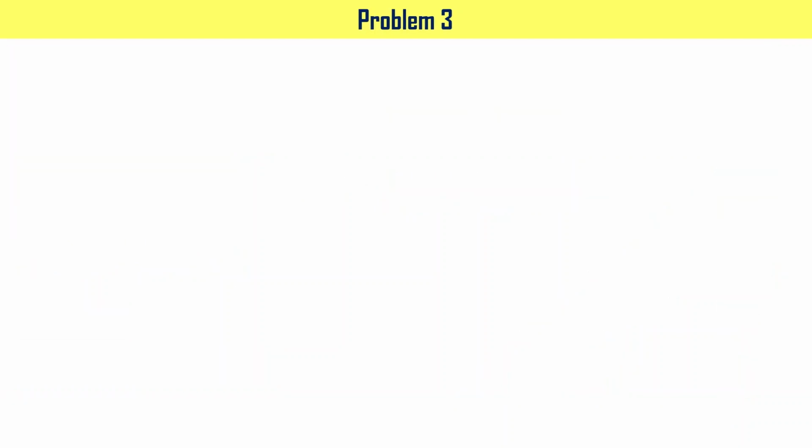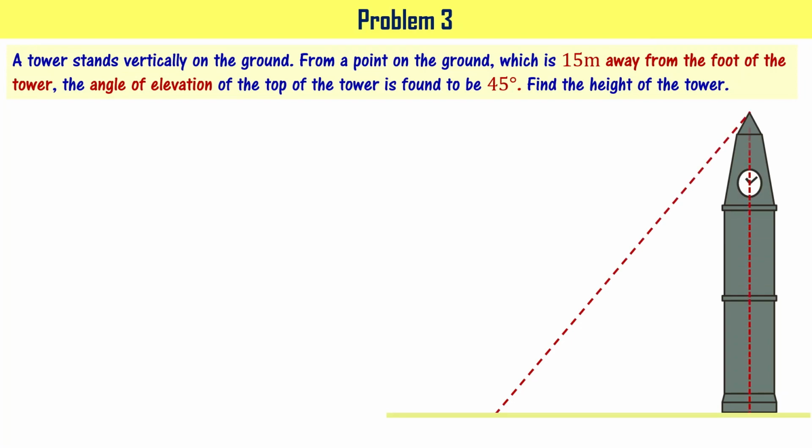The next problem is: a tower stands vertically on the ground. From a point on the ground which is 15 meters away from the foot of the tower, the angle of elevation of the top of the tower is found to be 45 degrees. Find the height of the tower. This problem is more or less similar to what we have solved just now, right?